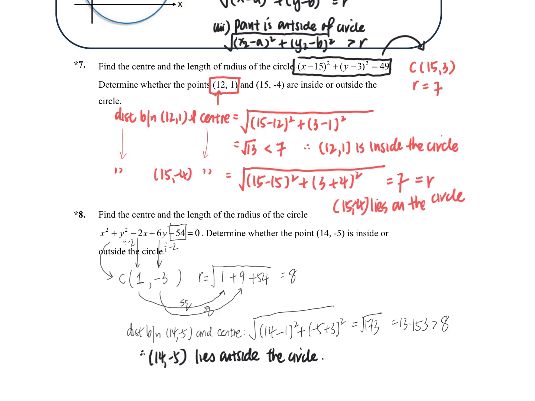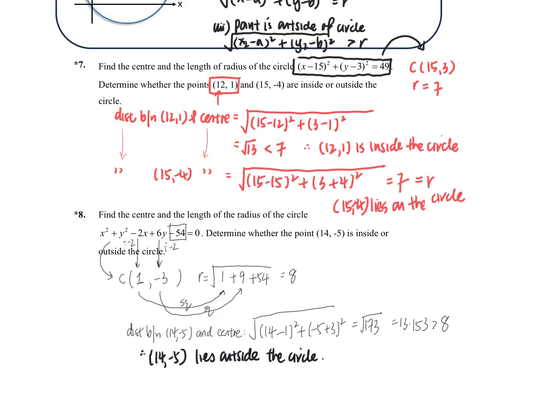Of course there's one part where they can ask you whether the point lies inside, outside or on the circle. To summarize, you find the radius, you find the center, and then you take the point and find the distance from the point to the center. If it's more than the radius, it's outside. If it's less than the radius, it's inside.